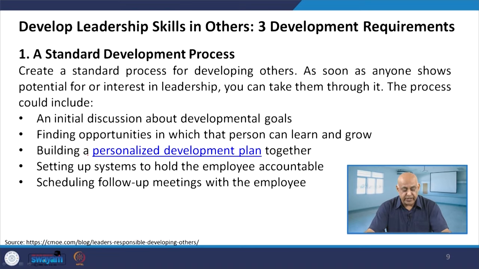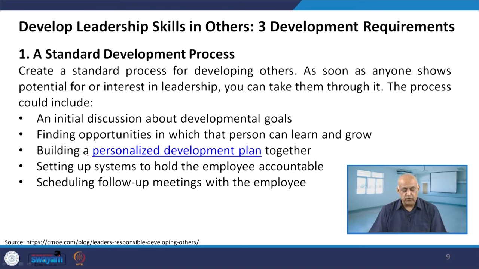So, finding opportunities in which that person can learn and grow. The leader should ask the follower which vertical in the organization they are interested in developing. I always say, give them the opportunity to choose their favorite vertical. Then they will choose their favorite vertical, and you see they will achieve excellence. When we give such opportunities, the interaction between the leader and the follower in the beginning will create a personalized development plan. So the standard development process should be designed with mutually accepted terms and conditions.